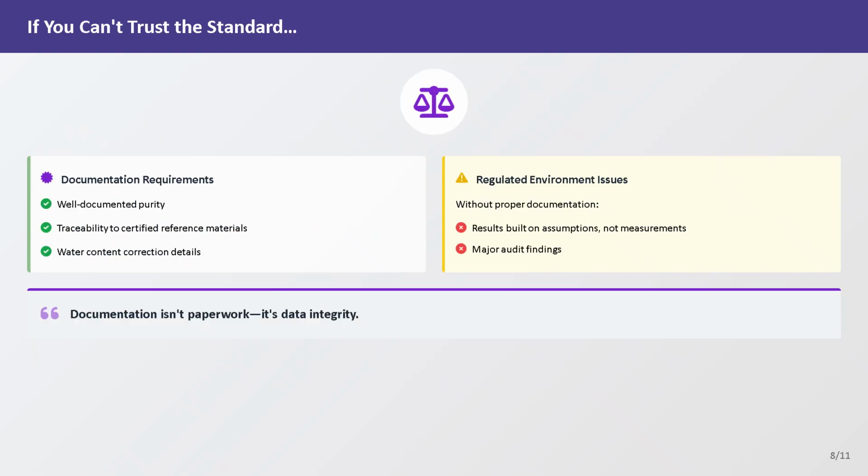In regulated or quality-critical environments, trust doesn't come from assumptions, it comes from documentation. Your internal standard should have well-documented purity, traceability to certified reference materials, and clear water content corrections. Without this, your results are built on assumptions, not measurements. And that's exactly what auditors look for. Documentation isn't paperwork, it's data integrity.